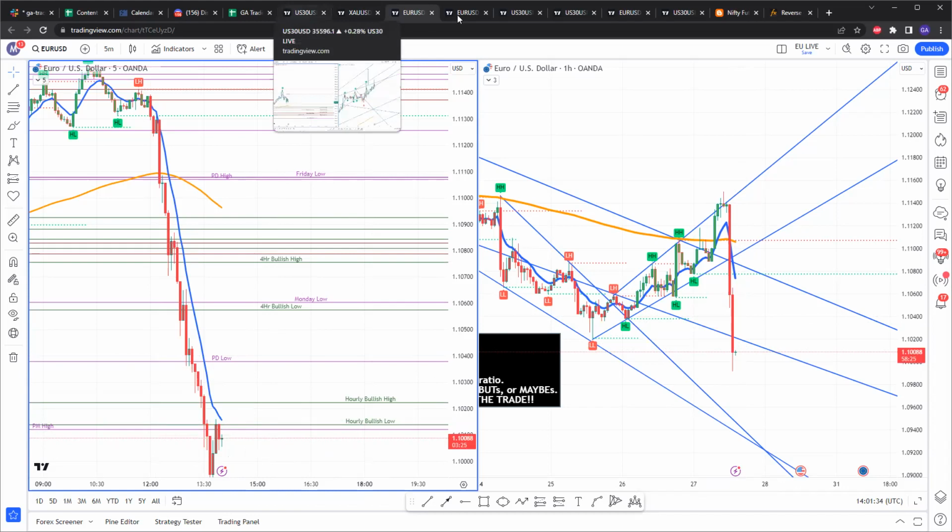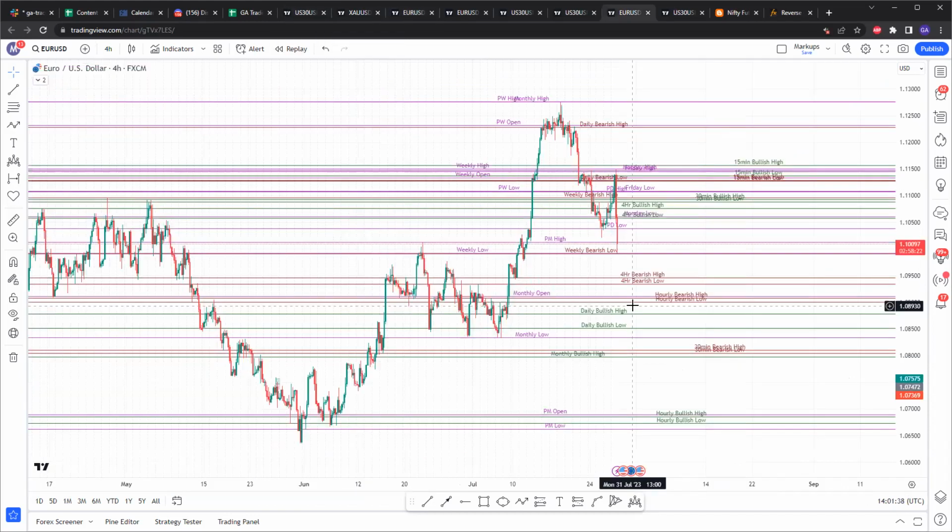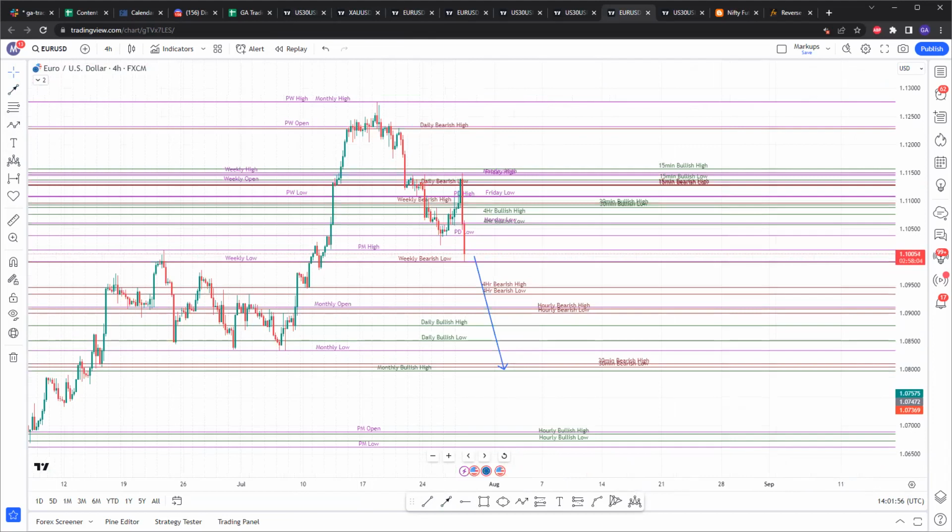Looking at EU right here, for me the target for EU is down here to the daily bullish low or monthly bullish high. So in any case, I would be trying to catch sells, but given the heaviness of this drop, it's just too many red flags for me. But that is my analysis for you guys. EU, as much as we do have the reversal, we are rejecting from the weekly bearish low. Below that, we have 4-hour bearish order blocks and hourly bearish order blocks.